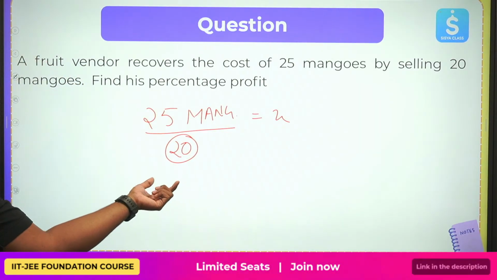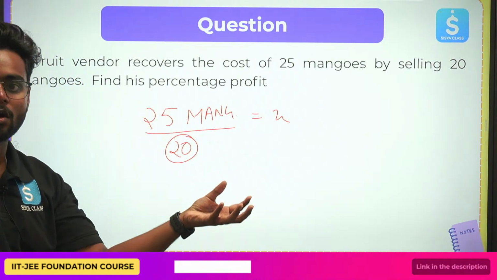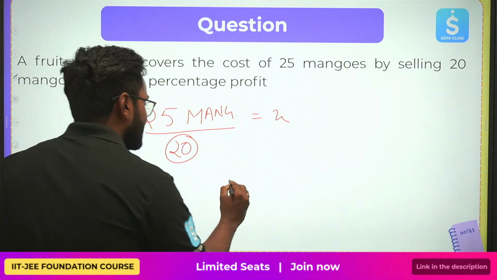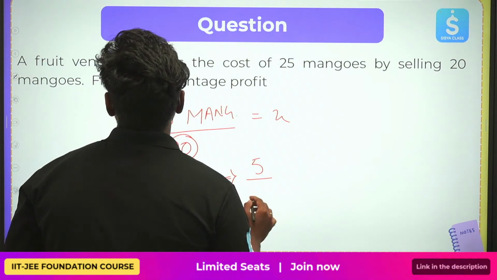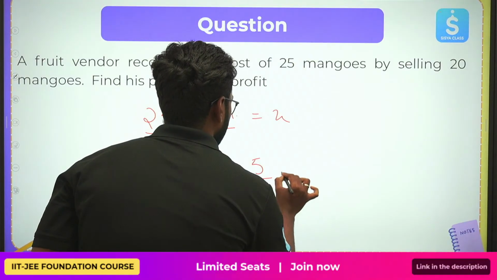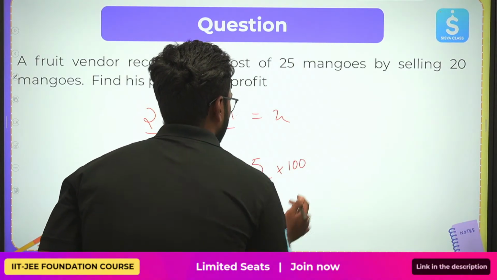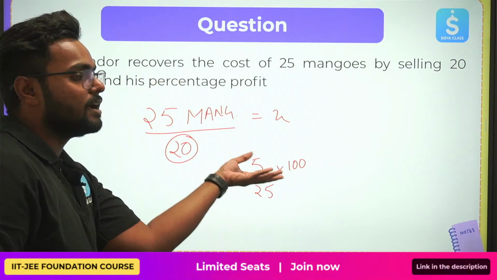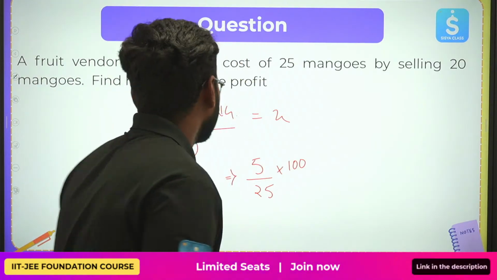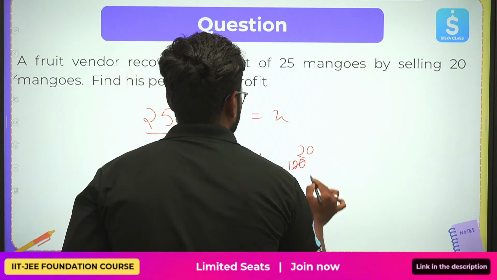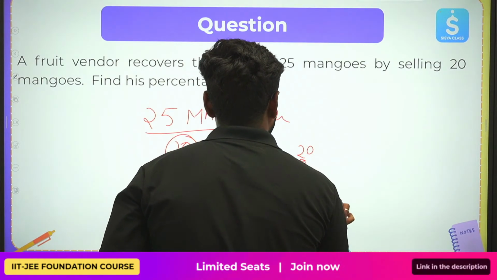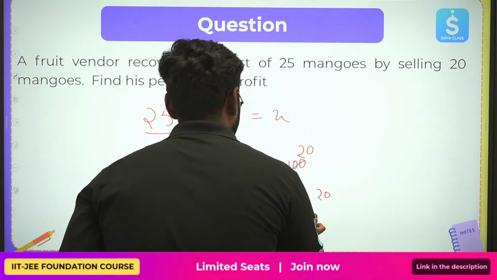So what would be the profit? These 5 mangoes, the cost of the 5 mangoes. So you can write that as 5 mangoes upon total mangoes into 100. This is the profit, right? 5 mangoes he is having more. Right? 5 upon 25, this is 20%. Sorry, 25.